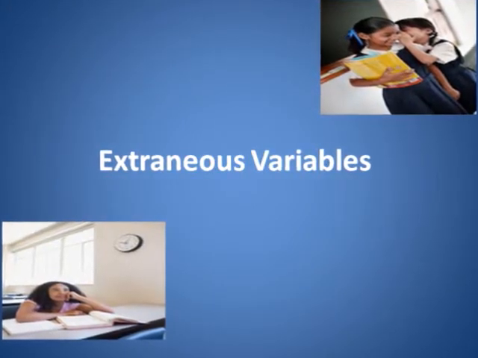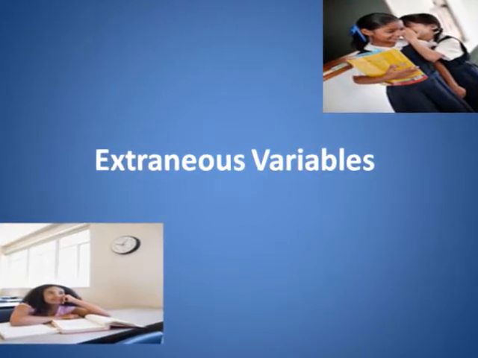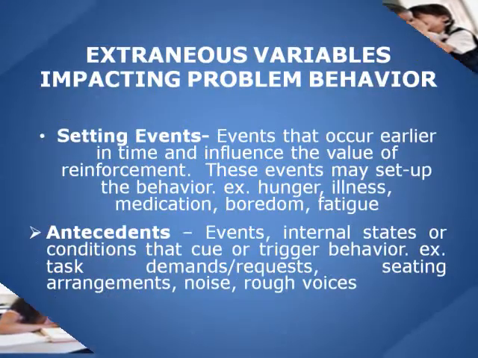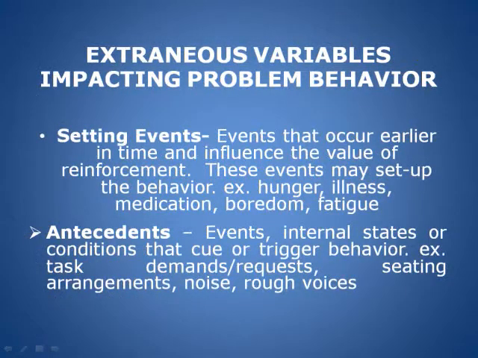We also have to keep in mind other factors that may influence behaviors. These factors are extraneous variables. Extraneous variables include setting events, events that occur early in time and influence the value of reinforcement. Examples of setting events include hunger, illness, medication, boredom, and fatigue. Anteceding events are internal states or conditions that cue or trigger behavior. They include task demands or requests, seating arrangements, noise, or rough voices.